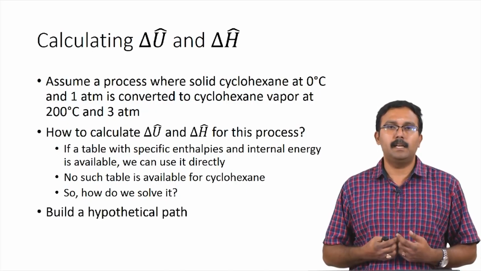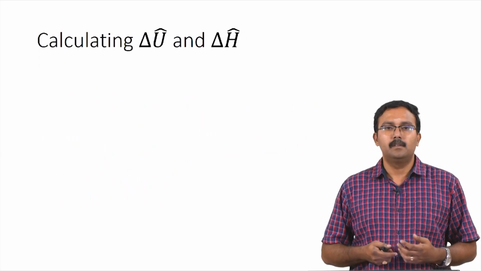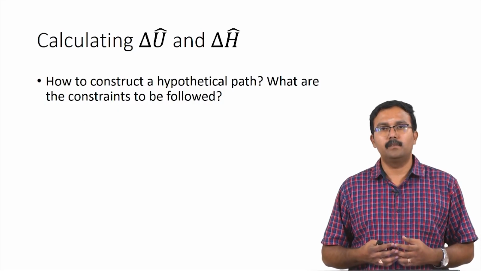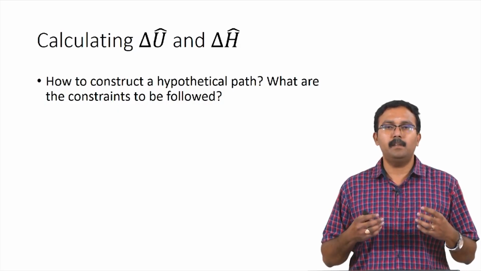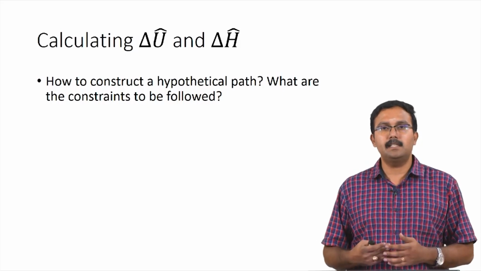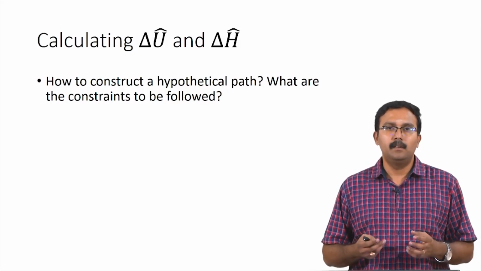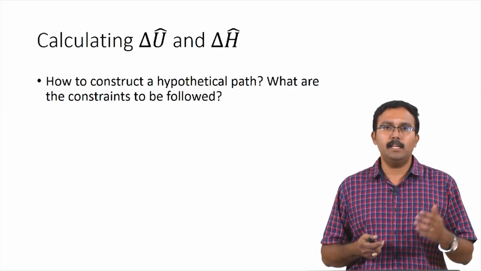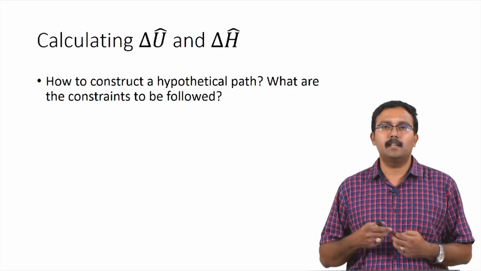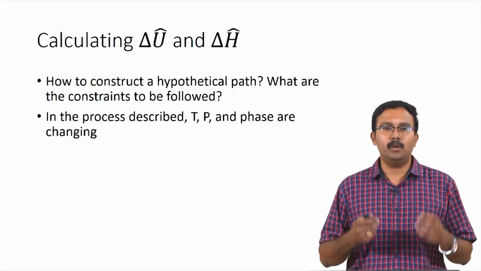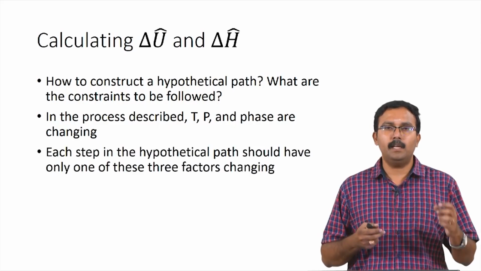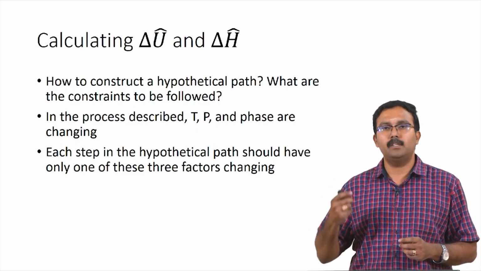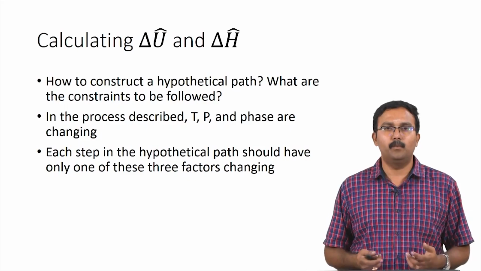That is where building a hypothetical path comes into play. So, how do we build this hypothetical path? What are the constraints which need to be followed? As I already mentioned, we would have to be able to calculate internal energy changes and enthalpy changes only when one of the three factors is changing: temperature, pressure or phase. So, we would have to make sure that in each step only one of these three changes and the other two remain constant. So, each step in the hypothetical path would have only temperature or pressure or phase changing, not more than one.